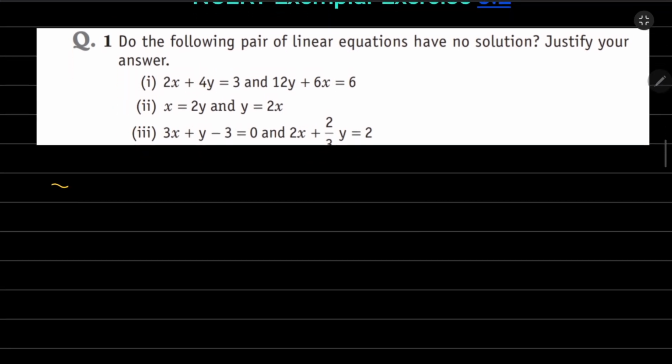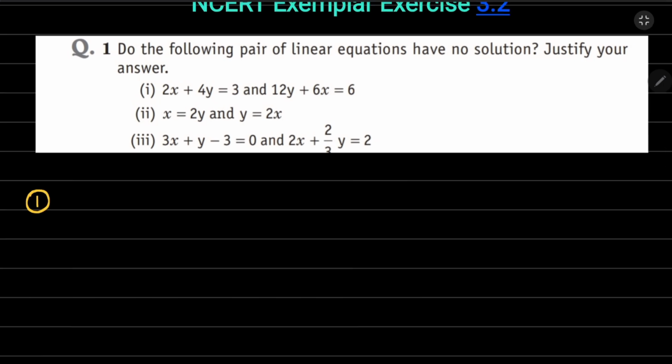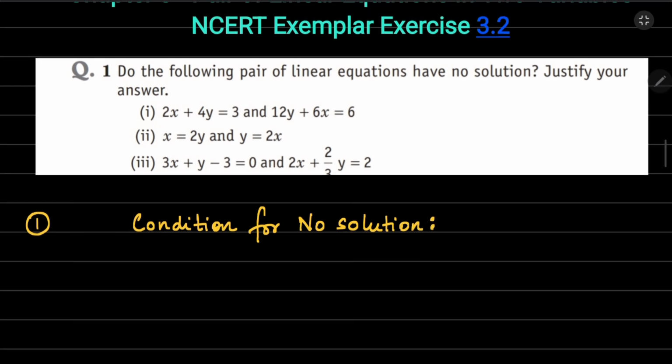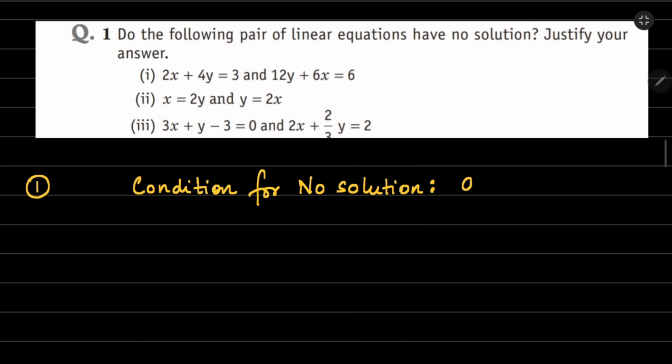So the first question is 2x plus 4y. But before getting into this, you should know what is the condition for no solution. The condition for no solution is when the lines are parallel to each other. That's when the system is inconsistent, and the way you can identify is when the ratio of coefficients of x, a1 by a2, is equal to b1 by b2, the coefficients of y, but these are not equal to c1 by c2. So this is the condition for no solution.